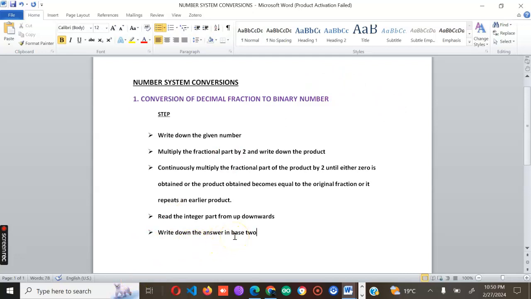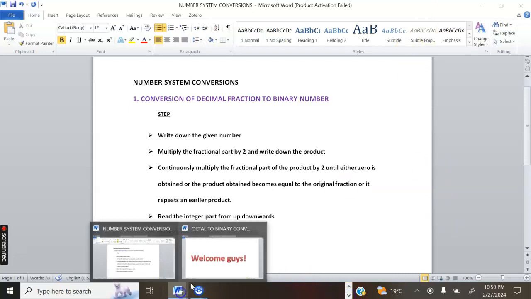Remember, we are converting from decimal, which has 10 digits, from 0 all the way to 9, while binary has only 2. That's why we multiply by 2, and the resulting integer digit is either 0 or 1. Okay, let's dive directly into the example.